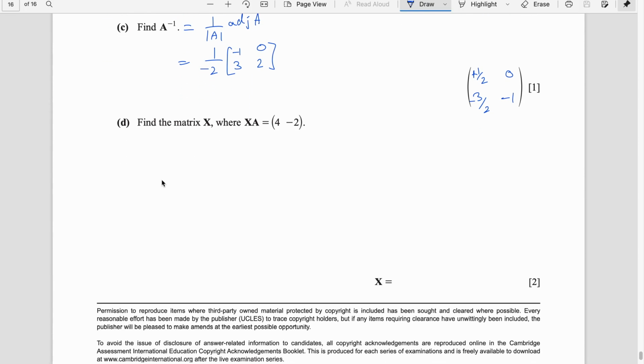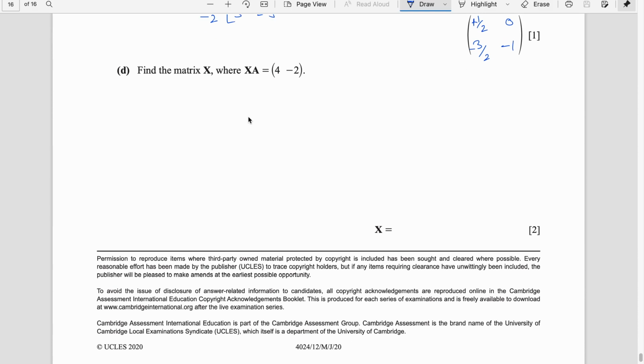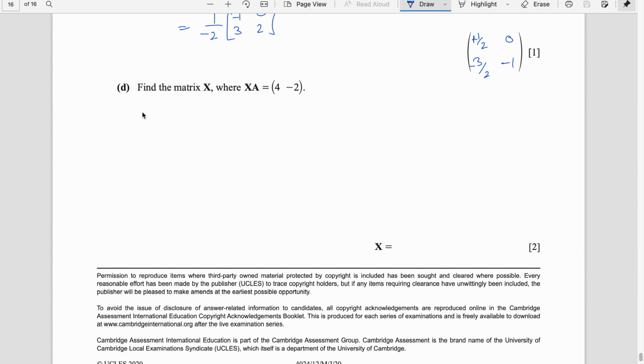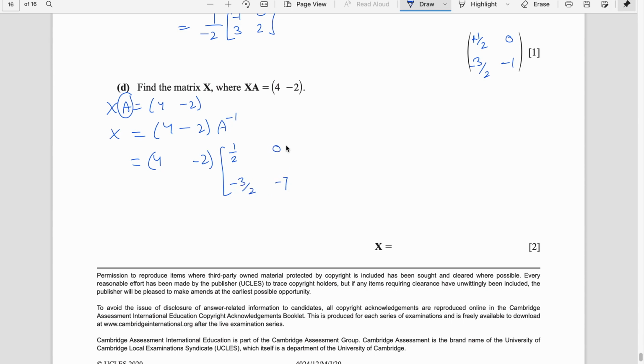D part. Find the matrix X. Okay, if we need to find this, it says XA is equal to 4 minus 2. When we take this A on the other side, it becomes A inverse and it is on the right side of X. You can only write it on the right side of the matrix. So this is 4 minus 2 and A inverse, we just did it in the last part. That is 1 by 2, 0, minus 3 by 2 and minus 1. So row into column.